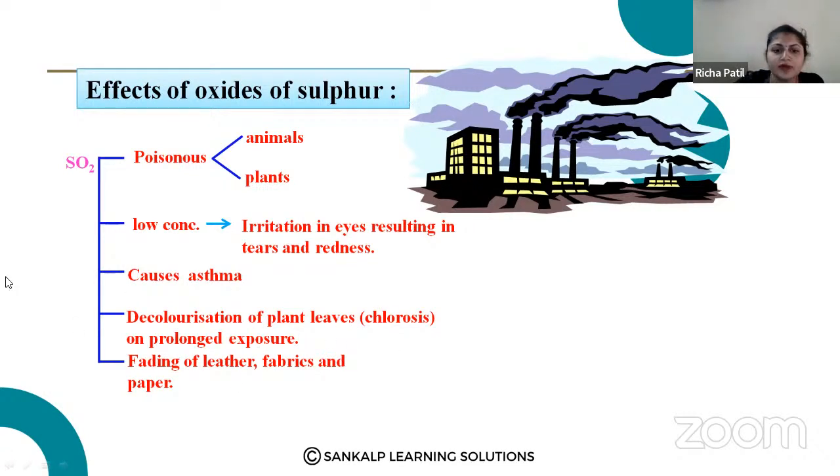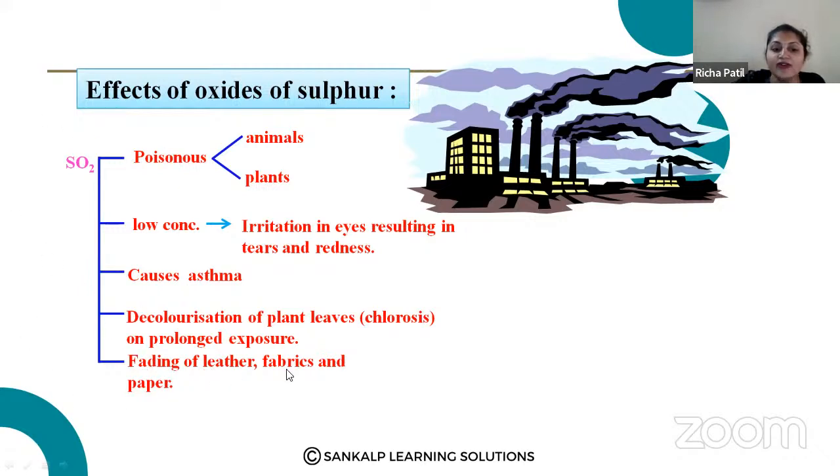This happens when the plants are exposed for a very long time to sulfur dioxide. How sulfur dioxide is released, we have seen. From various sources, sulfur dioxide gas is released. So these are the effects.